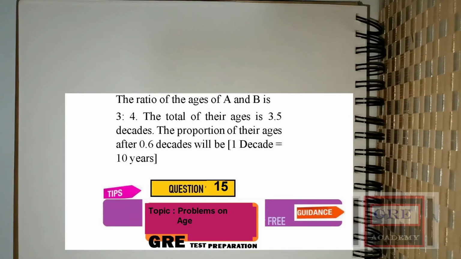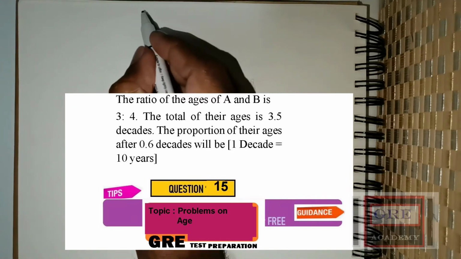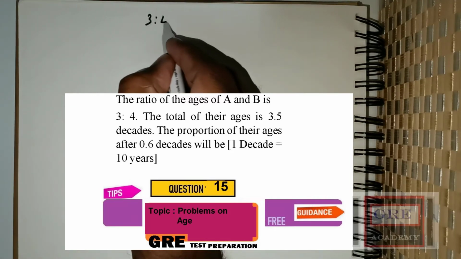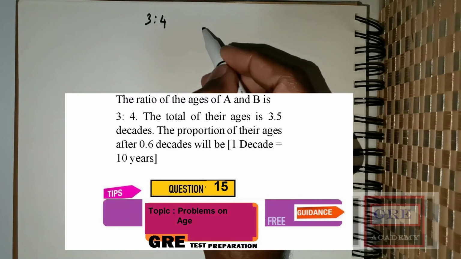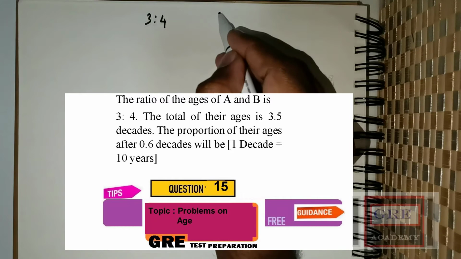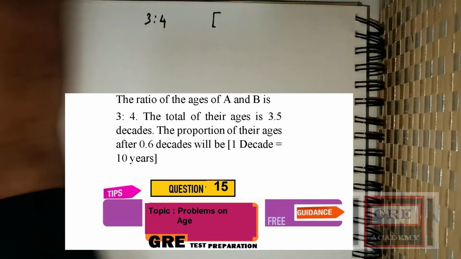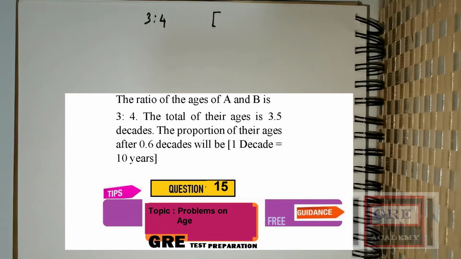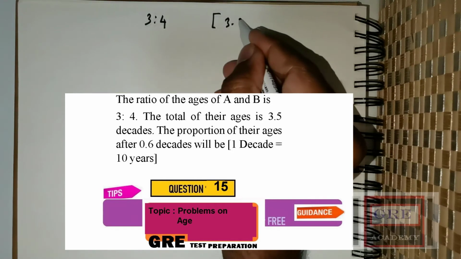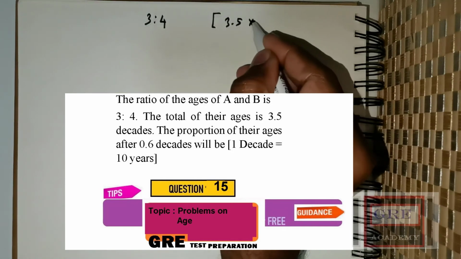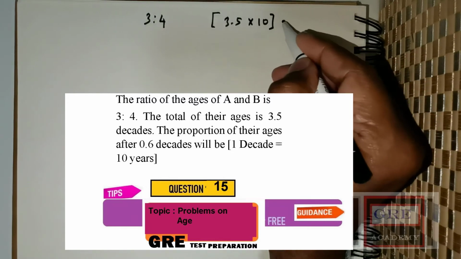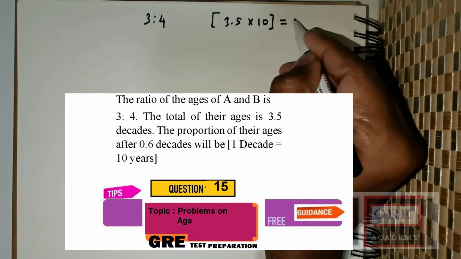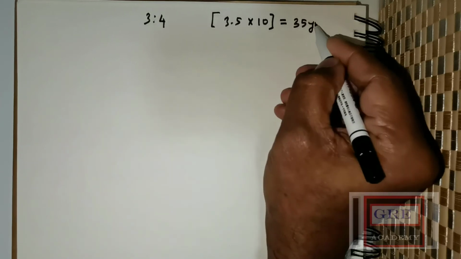Students, we are given this question. The ratio of ages of A and B is given to be 3:4. The total of their ages is 3.5 decades. So 3.5 decades would mean, since 1 decade is 10 years, you multiply by 10, 3.5 times 10, that would be 35 years.